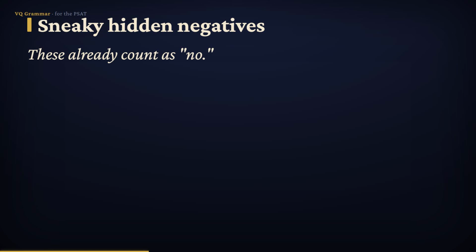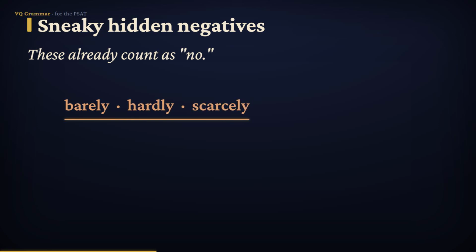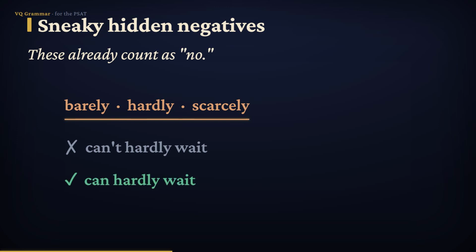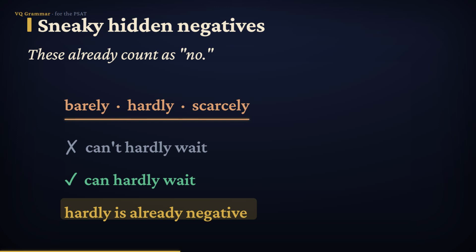Now the sneaky part. Three little words are already negative, even though they don't look it: barely, hardly, and scarcely. So pairing them with another negative makes a double negative. Can't hardly wait is wrong, because can't and hardly are both negatives. The fix is can hardly wait, dropping the N'T. Treat barely, hardly, and scarcely as full negatives, and you won't double up.